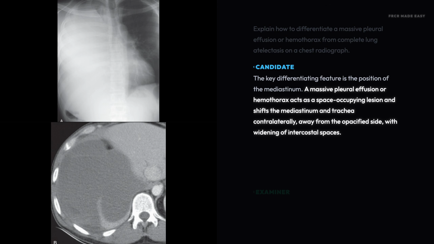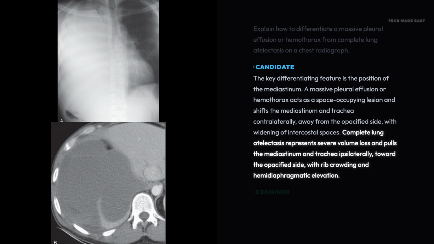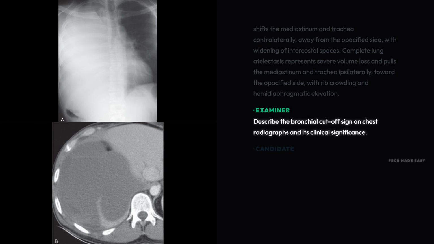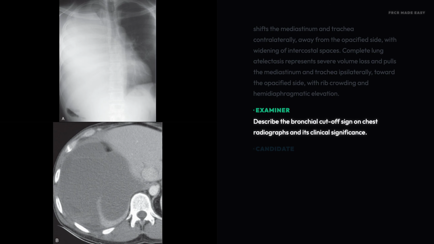Complete lung atelectasis represents severe volume loss and pulls the mediastinum and trachea ipsilaterally toward the opacified side, with rib crowding and hemidiaphragmatic elevation. Describe the bronchial cutoff sign on chest radiographs and its clinical significance.